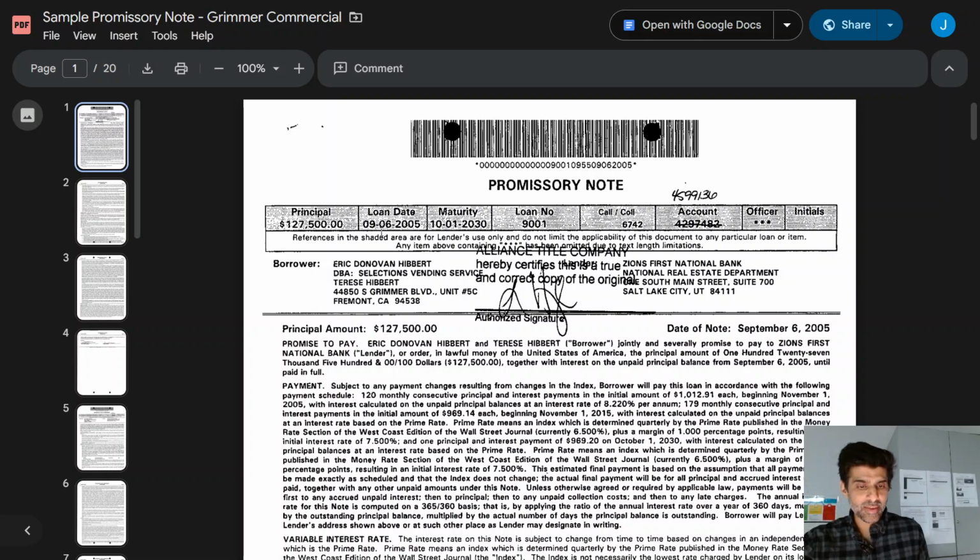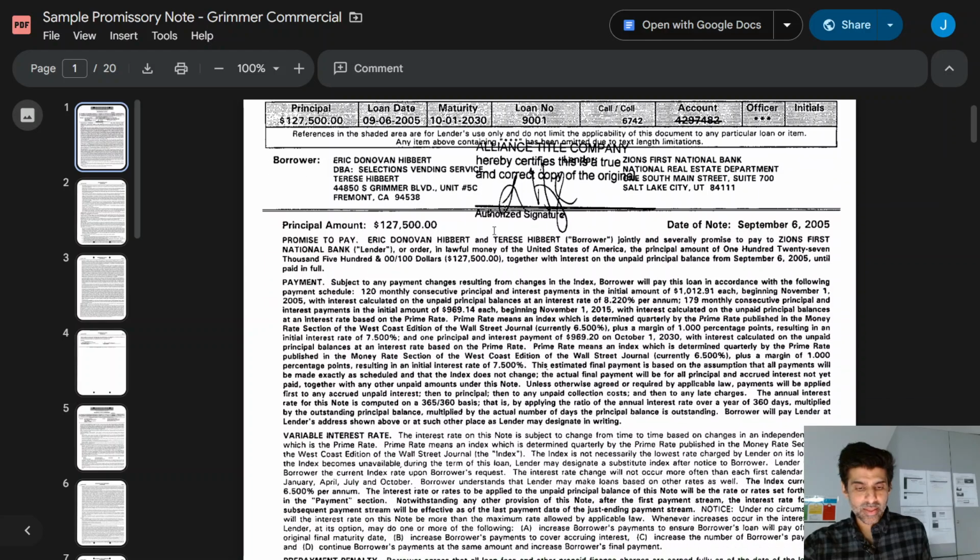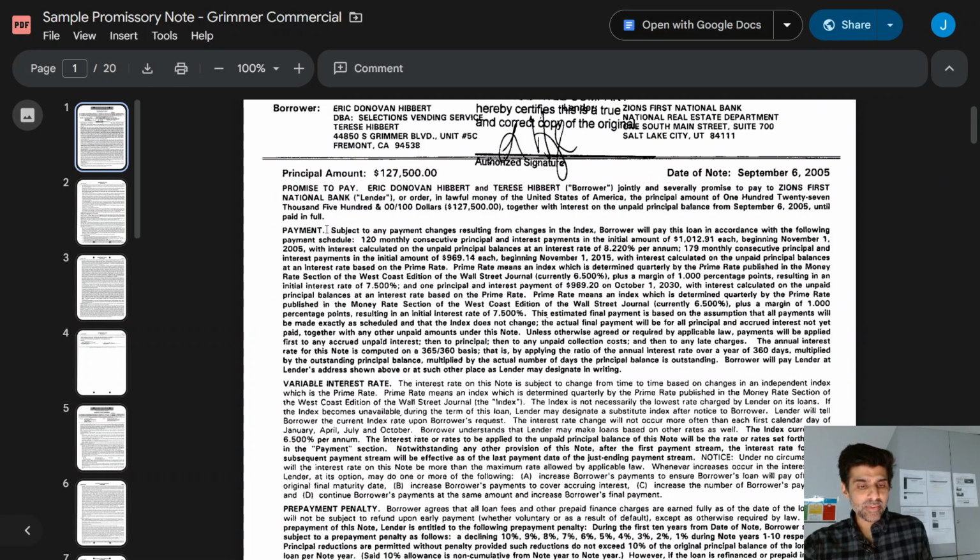Okay, so what does it say? It says the loan date was 2005. Principal balance is 127,000, and it was a 25-year loan because the maturity date is 2030. And then it's going to list all the terms. So it has the payment information here, and this is all in legalese. Lawyers, for whatever reason, make it so obscure and difficult to get the relevant information. But it's basically saying the interest rate.